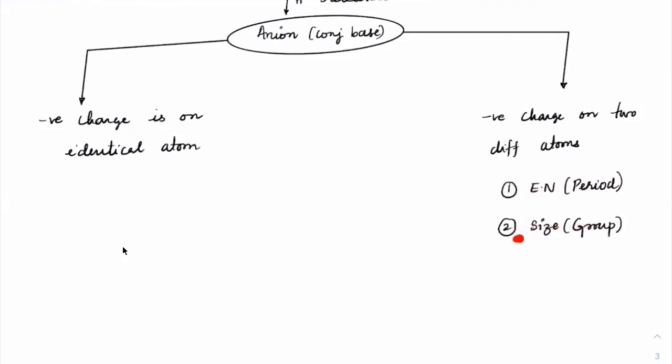For example, if I talk about a group, like I compare HF, HCl, HBr and HI, I will get the conjugate bases as F minus, Cl minus, Br minus, I minus, right? So I will be comparing their sizes. If it is about left to right, like I have CH4, NH3, H2O, HF, then I will compare them across the period.